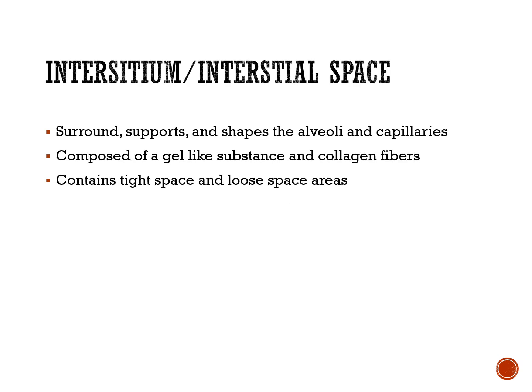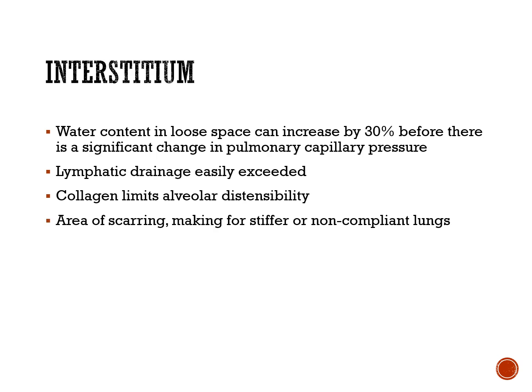Interstitium surrounds, supports, and shapes the alveoli and capillaries. It is composed of gel-like substance and collagen fibers. It contains tight space and loose space areas. Water content in loose space can increase by 30% before there is a significant change in pulmonary capillary pressure. Lymphatic drainage is easily exceeded. Collagen limits alveolar distensibility, with areas of scarring making for stiffer and non-compliant lungs.